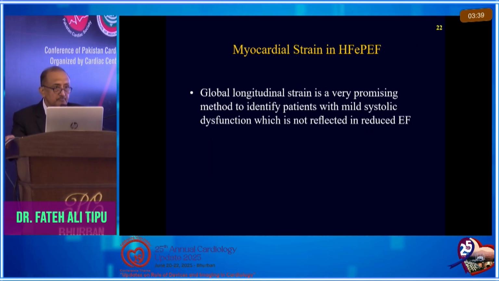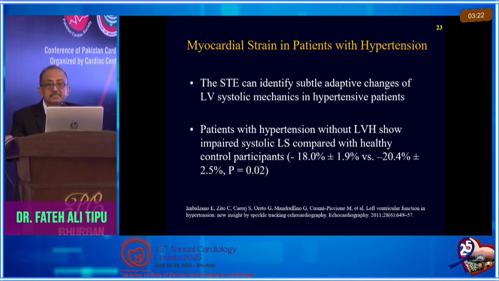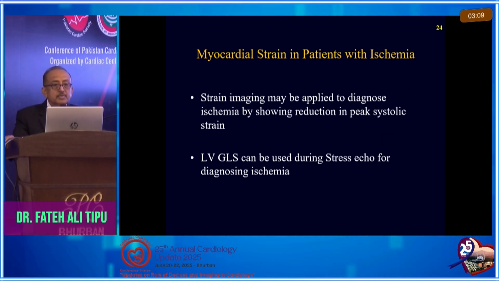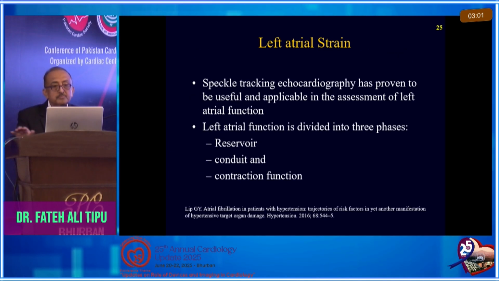Then we come to the myocardial strain in HFpEF, another condition where we can use global longitudinal strain, a very promising method to identify patients with mild systolic dysfunction, which is not reflected in reduced EF. Another condition is hypertension. I think the next session is on hypertension. Speckle tracking echocardiography can identify subtle adaptive changes of LV systolic mechanics in hypertensive patients. Then come to the patients with ischemia. We can use the myocardial strain to diagnose ischemia, especially while doing the stress echo.